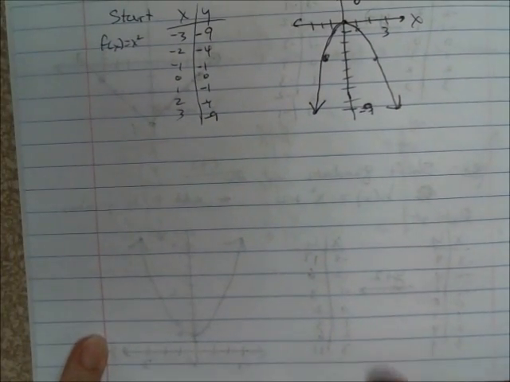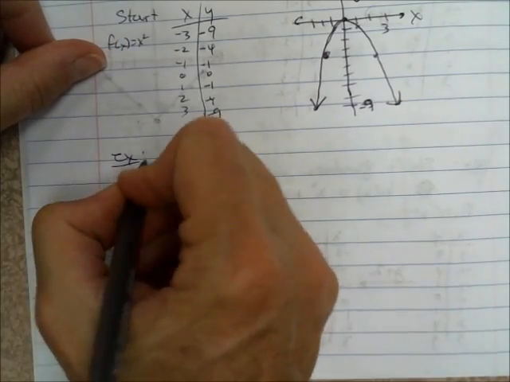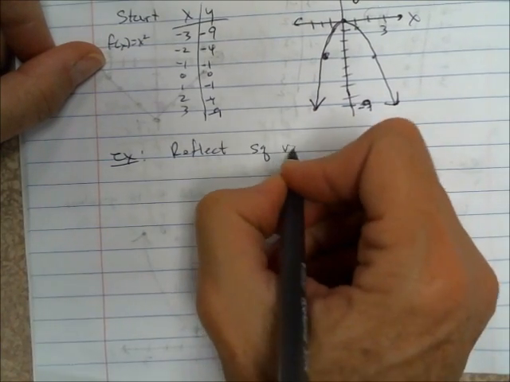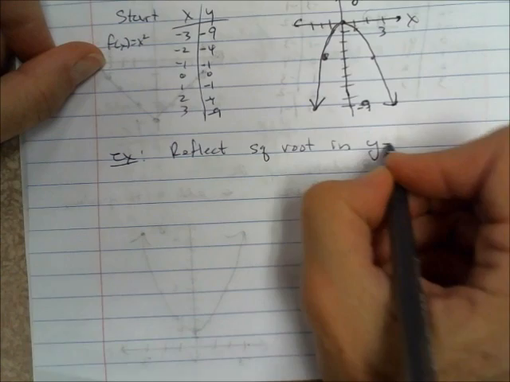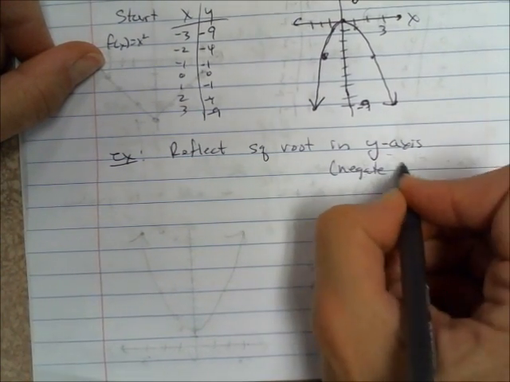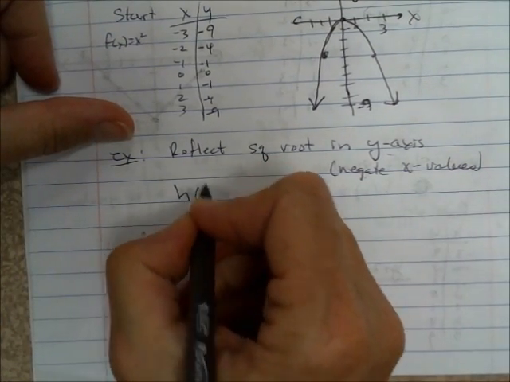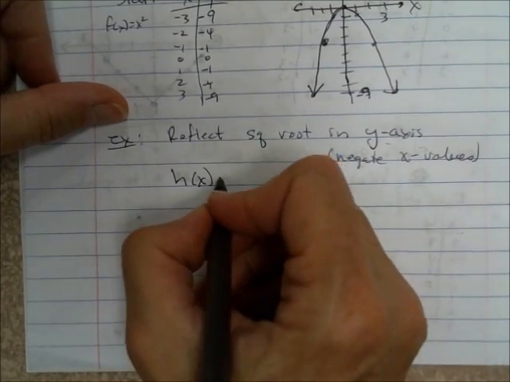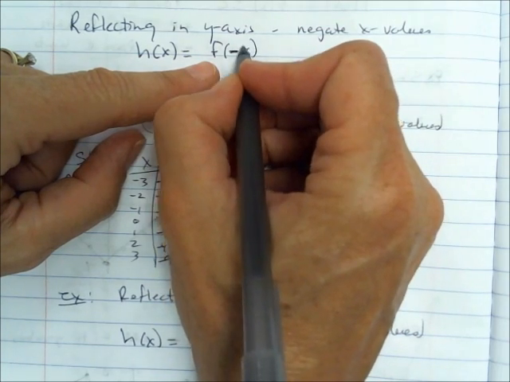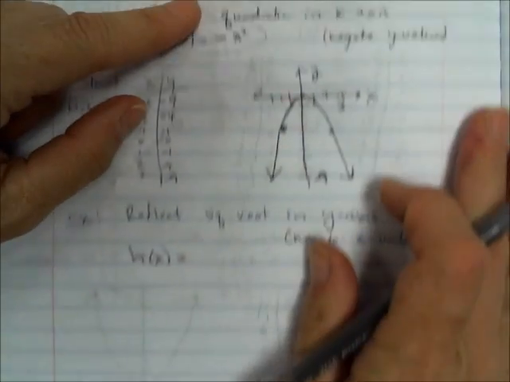And the last one, let's take a square root function and reflect it in the y-axis. So our last example of the night, reflect square root in the y-axis. And if you reflect in the y-axis, that means you're negating the x values. So what does that look like as far as our h of x function? Well, if you remember, if you're negating the x values, the negative has to go in front of the x. It can't go on the outside of the whole function. It goes next to that little x.